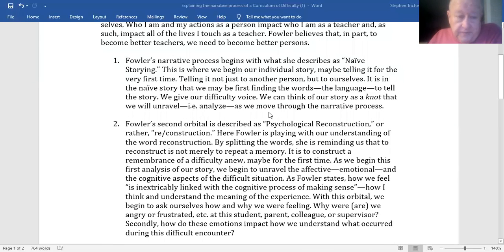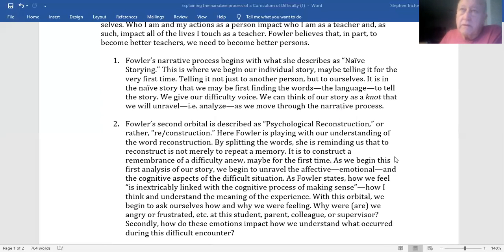So let's go through the process. We begin with the naive story. All but a few of you have done that. If you have not sent me your naive story and you're viewing this video, then please do so as soon as you can. But it's important to think of the story as a kind of knot, and we have to unravel that knot. And this is basically analysis. So in your next orbital, you're going to be unraveling the knot. You're going to be engaged in a kind of analysis of your own story.